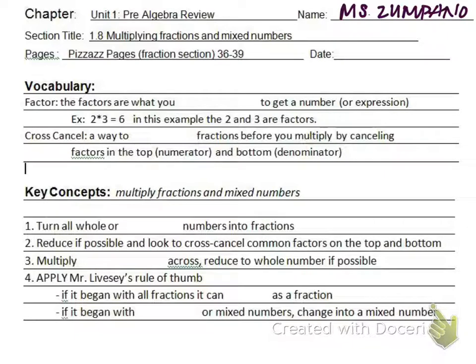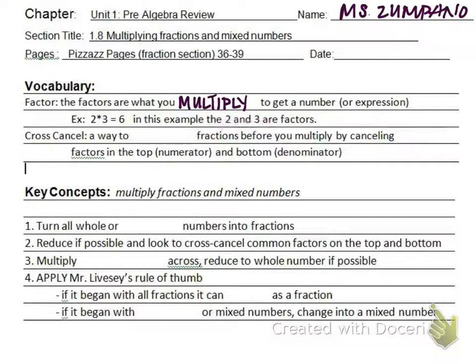So vocabulary we're going to take a look at is factor. We have factor as well as cross cancel for our two vocabulary words we're taking a look at. So factor, the factors are what you multiply to get a number or an expression. And in an example here we have 2 times 3 equals 6. In this example, the 2 and the 3 are the factors, and the 6 is the product. Okay, that's the result that we're taking a look at.